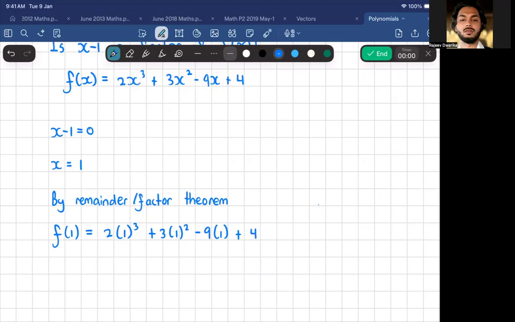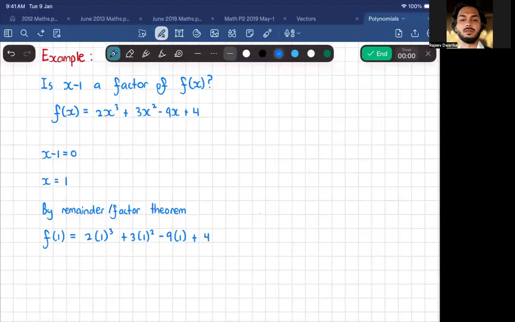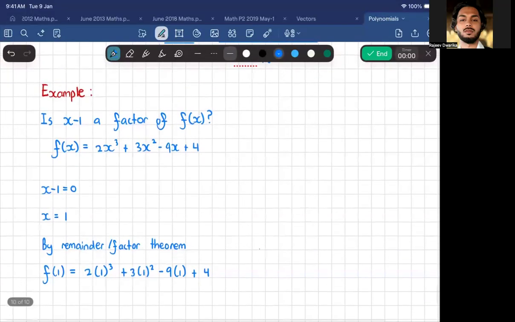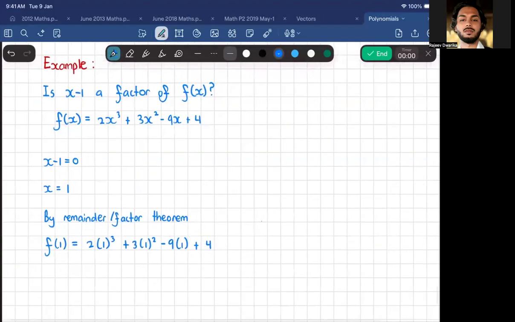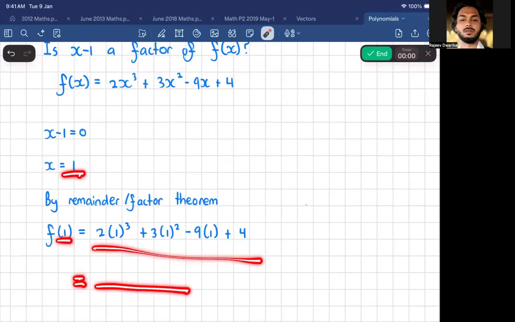Now, tell me something, Avinash. If something is a factor, what is the remainder supposed to be? 0. Right. Anytime you take a divisor, you put it equal to 0, you find x and you plug it in, it will give you the remainder. So that's what this concept says. So by me taking 1 and putting it into the function, when I compute that, I'm actually getting the remainder. That's what I'm doing. So let's work this out.